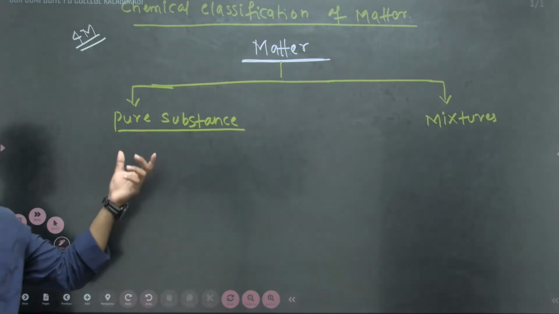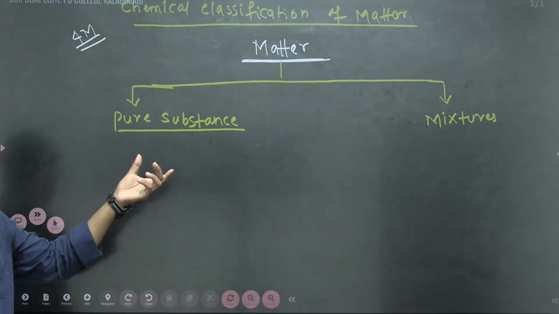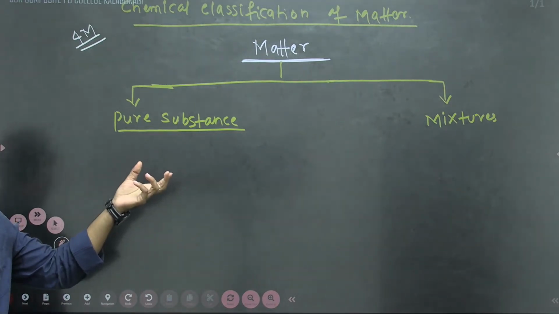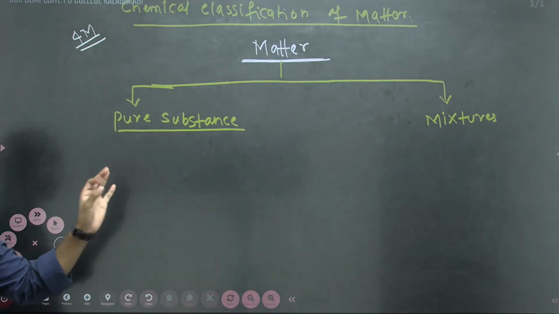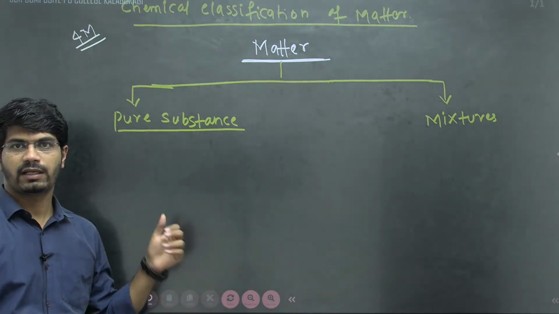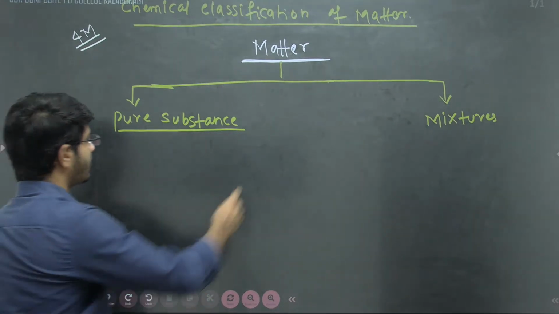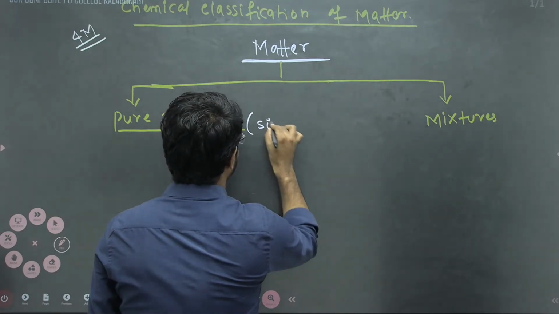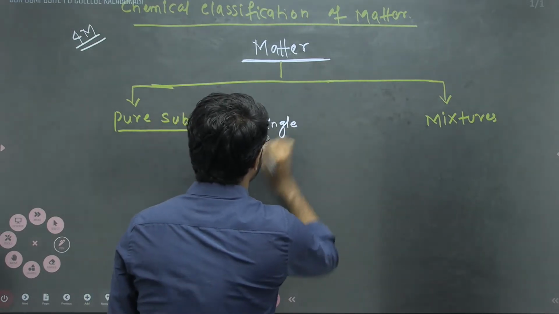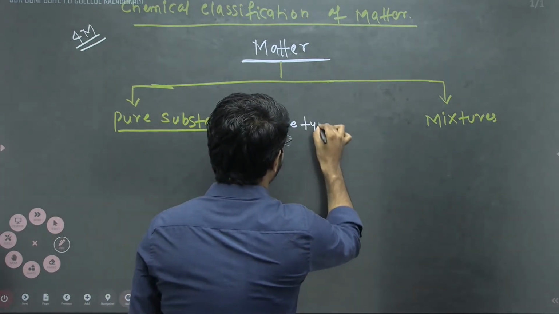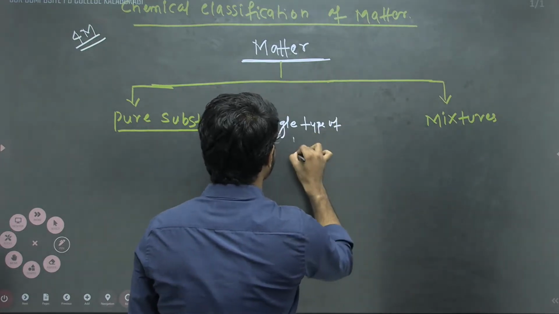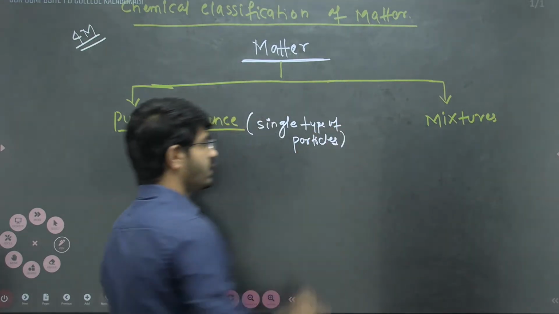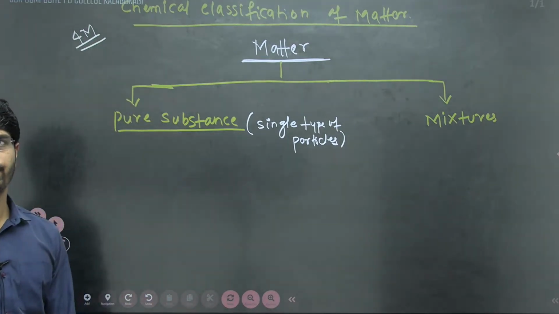What does pure substance mean? Pure substance consists of single type of particles. So let me write here only. Pure substance consists of single type of particles. Getting?